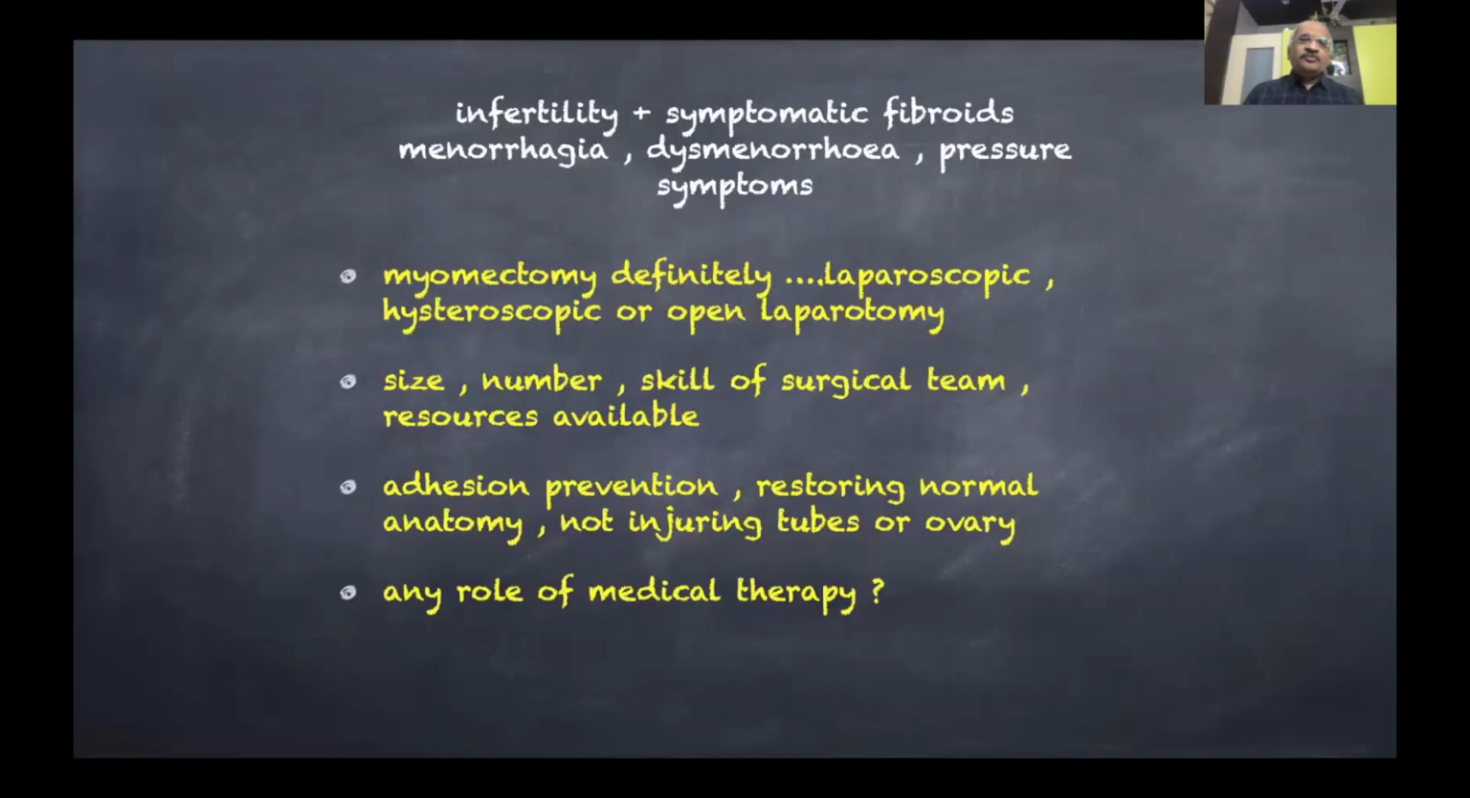Now, let's jump on to management. When it comes to infertility with symptomatic fibroids, symptoms would be either menorrhagia, dysmenorrhea, or pressure symptoms. Definitely, since she's symptomatic, we would go for myomectomy. One would go for a laparoscopic, hysteroscopic, or open laparotomy myomectomy, depending on the size, number, the skill of the surgical team, and the resources available. Obviously, everybody will take enough care for adhesion prevention. They will like to restore the normal anatomy and keep themselves away from the tubes and ovaries so that fertility can be preserved very well and she has a good fertility prognosis.